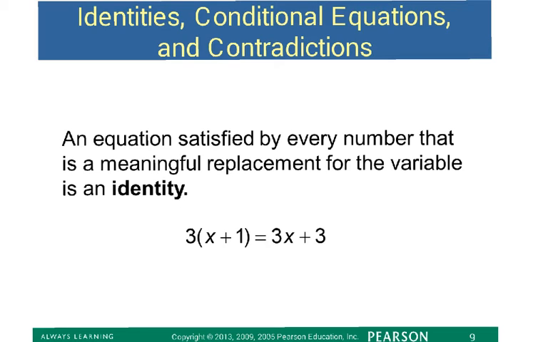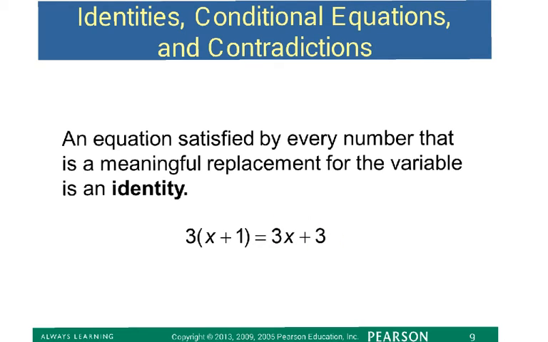Alright. So, like I said, we're going to learn about identities, conditional equations, and contradictions. Here is what an identity is. An equation satisfied by every number that is a meaningful replacement for the variable is an identity. What this means is what I have on one side of the equation is the same thing I have on the other side of the equation.